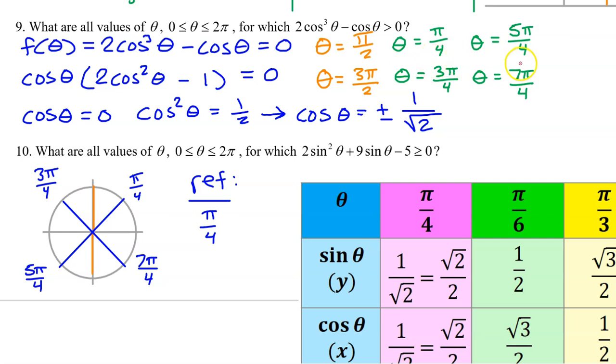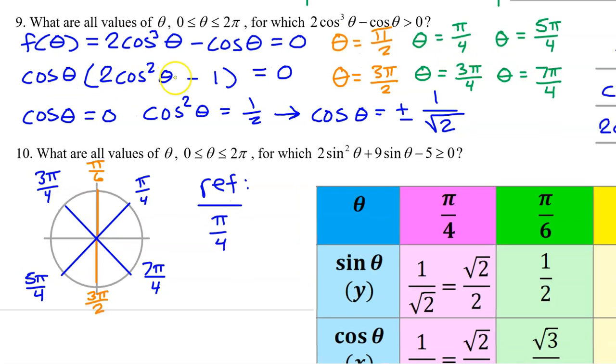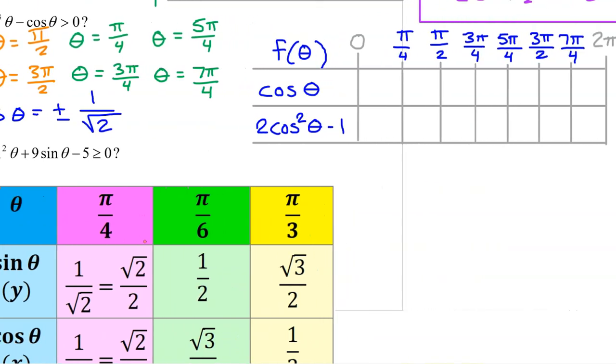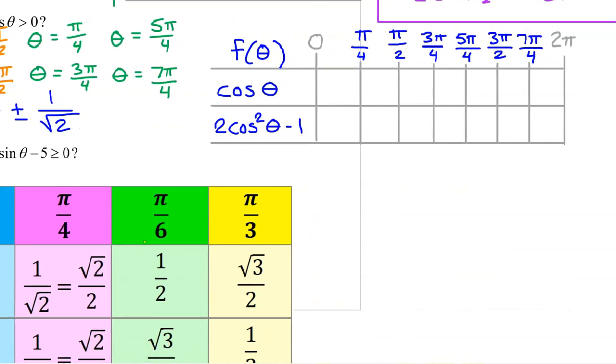Let's use them to make a sign chart. When we make the sign chart, there should be a row for each one of these factors, and we should list the 6 critical values where f of theta equals 0 across the top. So your sign chart should look like this.